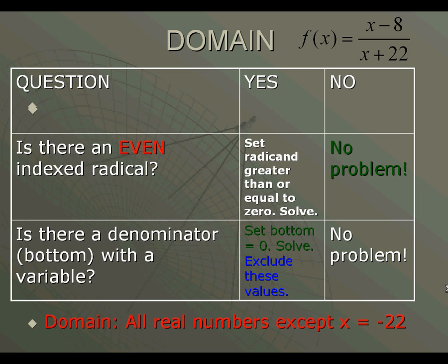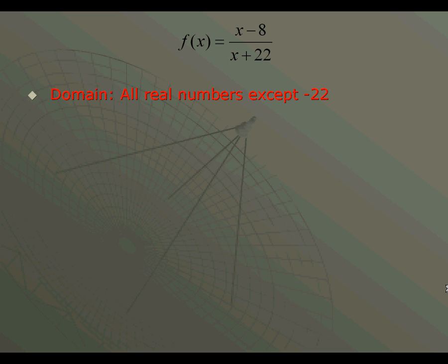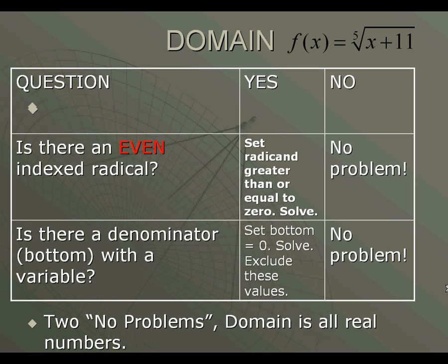Well, in this case, we only have one value. We need to exclude that, so our domain is all real numbers except x is equal to negative 22. So very quickly, we were able to determine the domain for this function. Let's do one more. We have f of x is equal to fifth root of x plus 11.